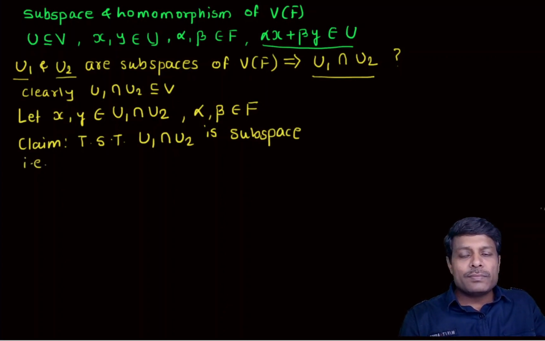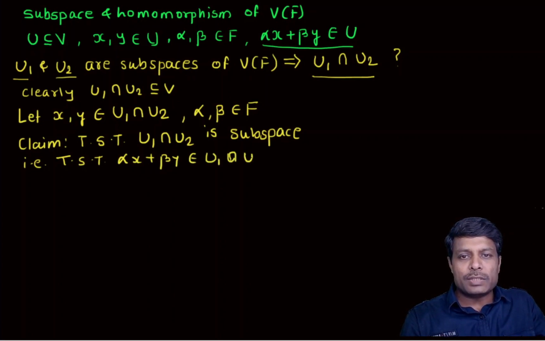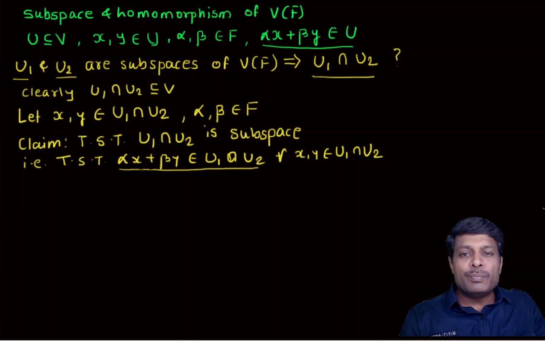That is, to show that alpha x plus beta y belongs to this intersection, and this is true for all x, y belonging to U1 intersection U2. So this is the mathematical terminology. If we prove this, we can say that U1 intersection U2 will be a subspace of V.